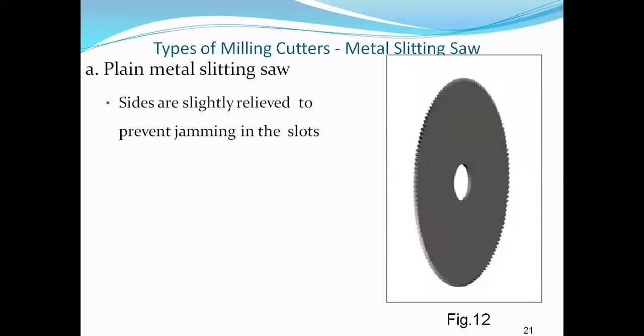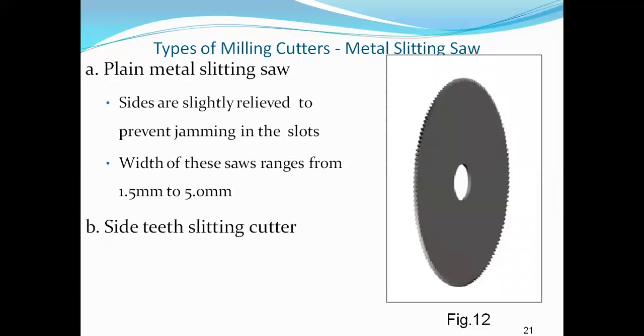Plain metal slitting saw: sides are slightly relieved to prevent jamming in the slots. Jamming means that while doing the machining operation, the chips get jammed in the slots of these cutters. For that reason we make this type of metal slitting saw, with sides slightly relieved to prevent jamming in the slots. The width of these saws ranges from 1.5 mm to 5 mm.